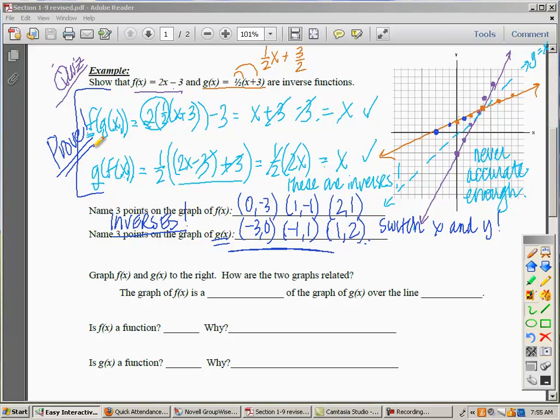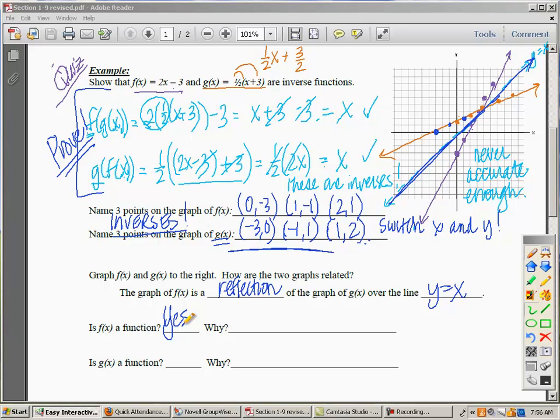Okay? Looking at F and G here on our graph, how are they related? Well, the graph of F is a reflection of the graph of G over the line y equals x. And that's why we drew in this blue y equals x line, because we wanted to say, listen, don't you see that they reflect over that line? Is F a function? Is this dark purple or blue graph a function? The answer is yes.